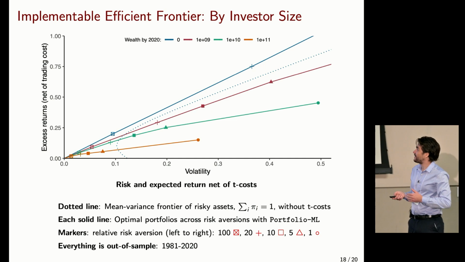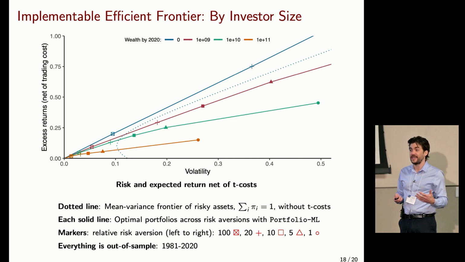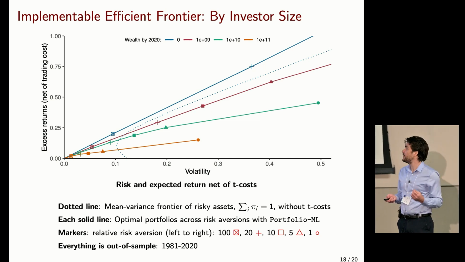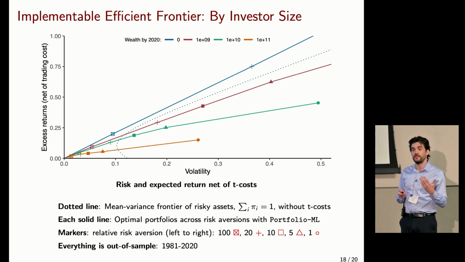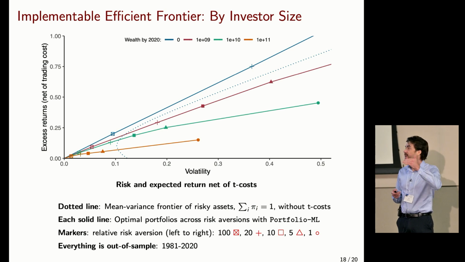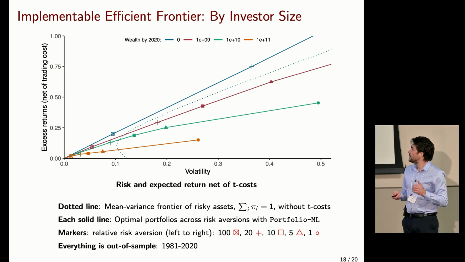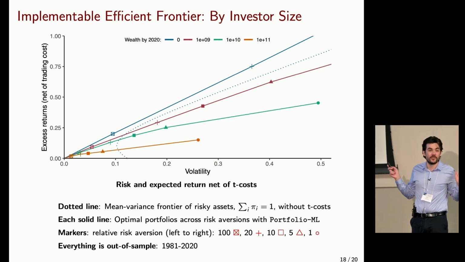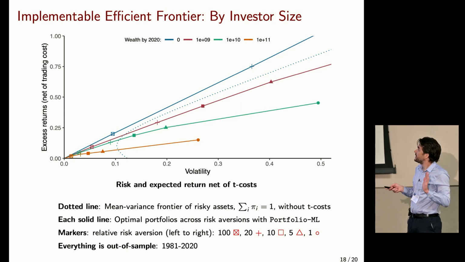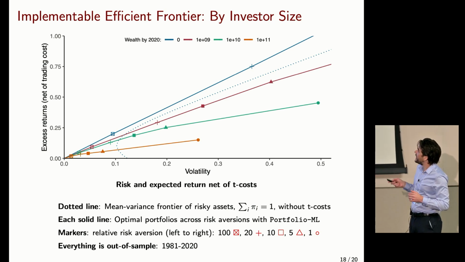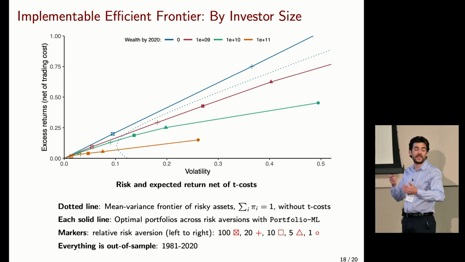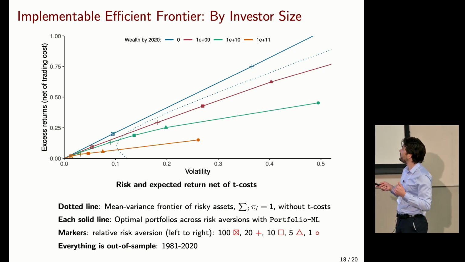Now, what I just showed you was for a benchmark case of an investor with a wealth of 10 billion. But as I said, the attainable implementable efficient frontier will differ based on the investor's wealth. And in particular, if you assume an investor with zero wealth, then you're just back to this standard efficient frontier. You can get a Sharpe ratio of around 2. And then this green line was our benchmark case, so you can get a net Sharpe ratio of 1.5.